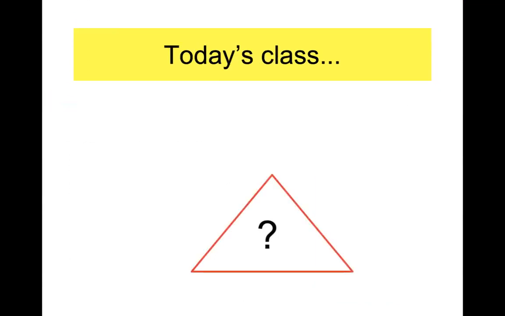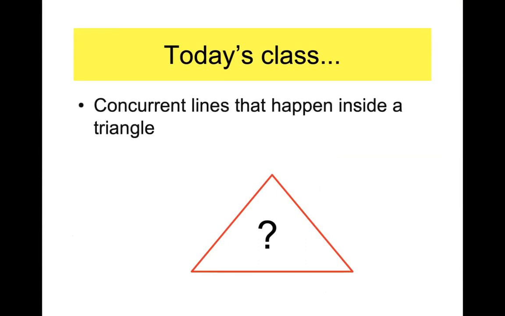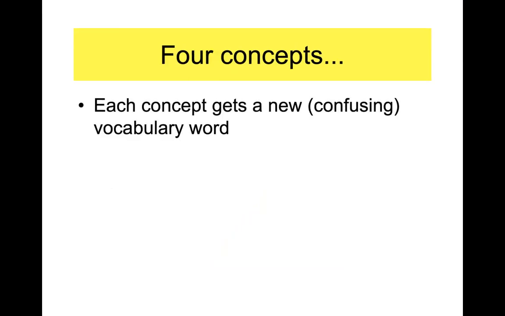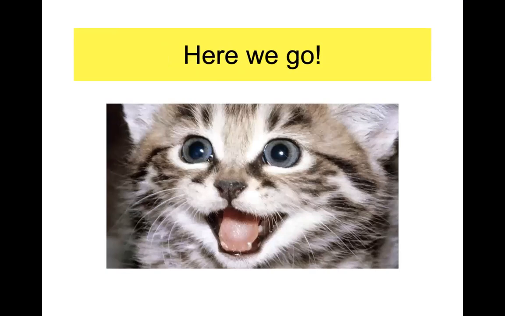All right, so today's class is going to be about triangles and those concurrent lines. So combine triangles with concurrent lines, and the intersection is going to occur inside of the triangle. That's the idea today. It turns out that can happen one of 4 ways. Each one of these is a concurrent line example inside of a triangle. They're each made a different way, and each one of these ways gets a special vocabulary word. That's why it's confusing. Okay, so here we go, one at a time.